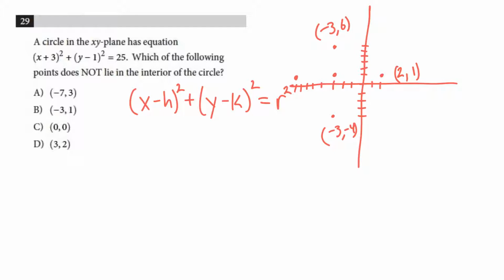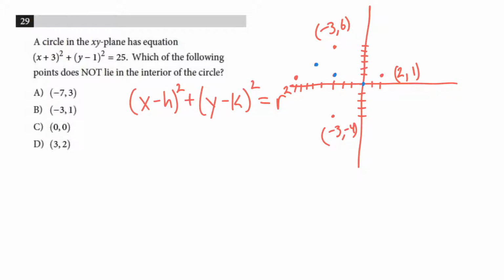And we're looking for a point that's outside of the interior of the circle. Well, -7, 3 is going to be approximately right here. I'm going to use a different color. Very well be inside the circle. -3, 1. Well, -3, 1, that is the center of the circle.